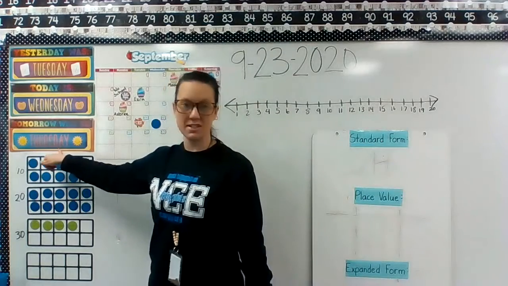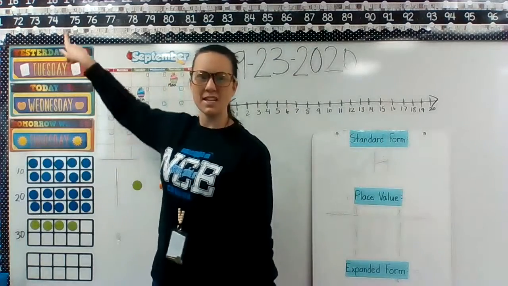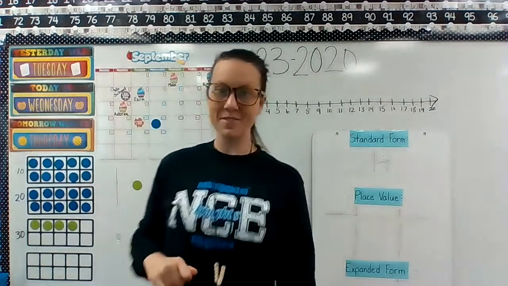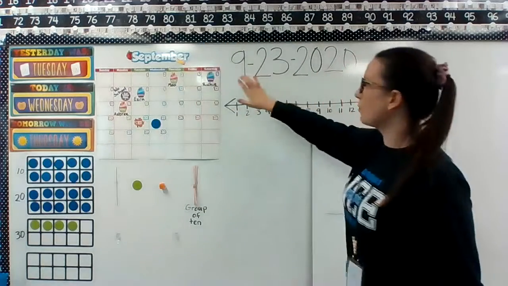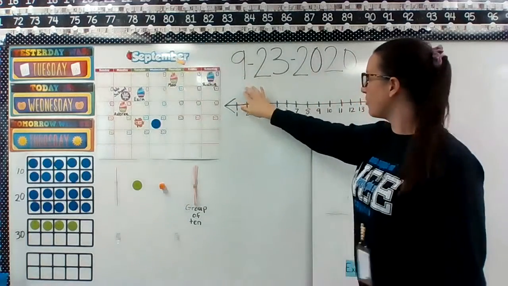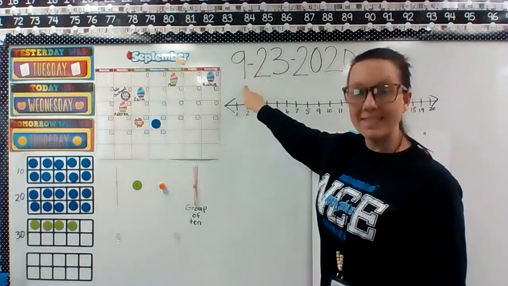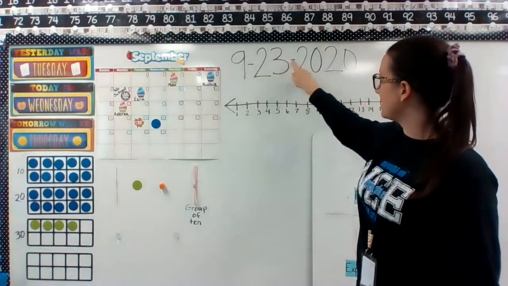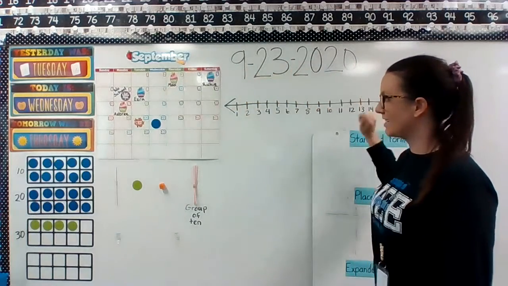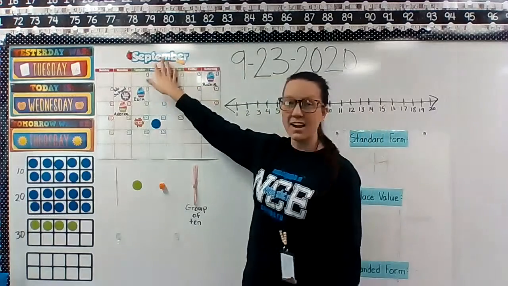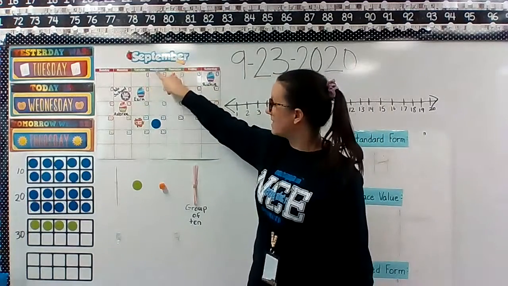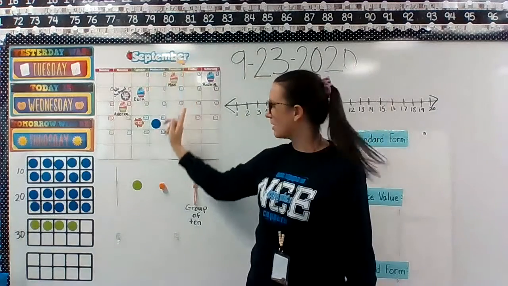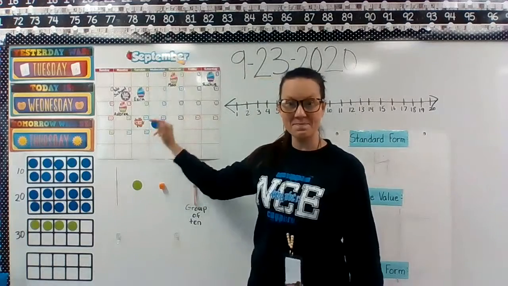Tomorrow will be Thursday. And we know that yesterday was Tuesday, right? I've already written today's date up here for us. We know that when we write the date, we will write 9-23-2020. Today on our calendar is Wednesday, September 23rd.